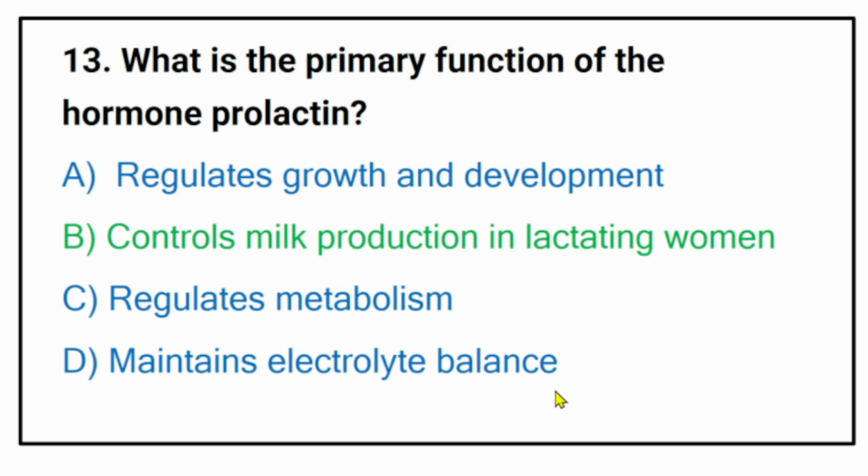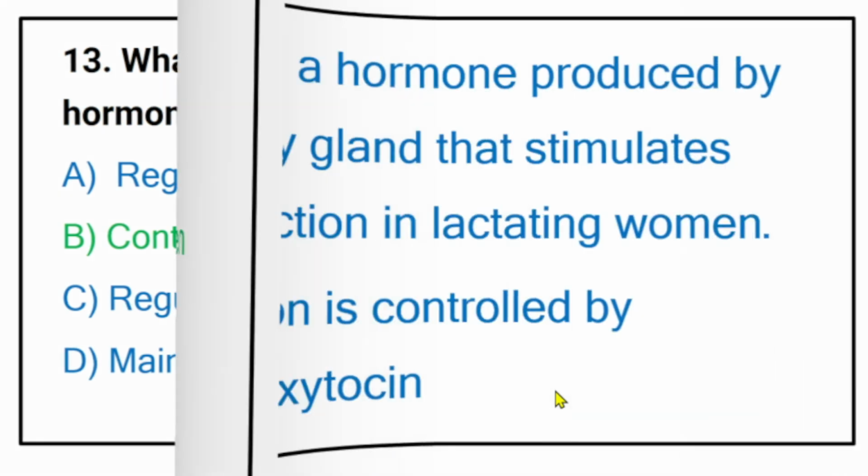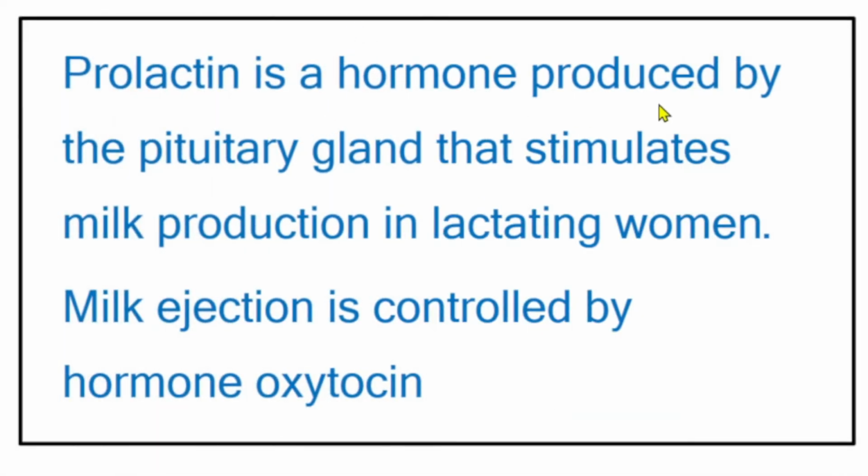So which hormone helps to eject the breast milk? You can comment it below. So one hormone is for production, one hormone is for ejection. So which hormone helps for ejection of breast milk? You can comment it below. Prolactin is a hormone produced by the pituitary gland that stimulates milk production in lactating women. So milk ejection is controlled by the hormone oxytocin. Okay.